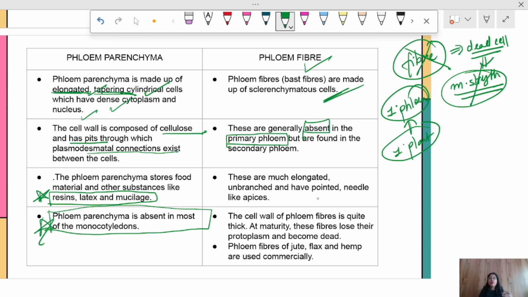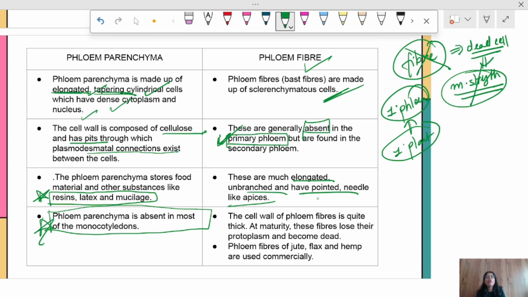I'll tell about all these things in an extended way in another video. Please remember these points right now. That's why I have this session, so that you can keep these points in your mind. So, absent in the primary phloem. These are much elongated, unbranched, with pointed needle-like apices. So these are the structural details about that cell. The cells are elongated, they don't have any branch, and they have pointed needle-like ends, right?